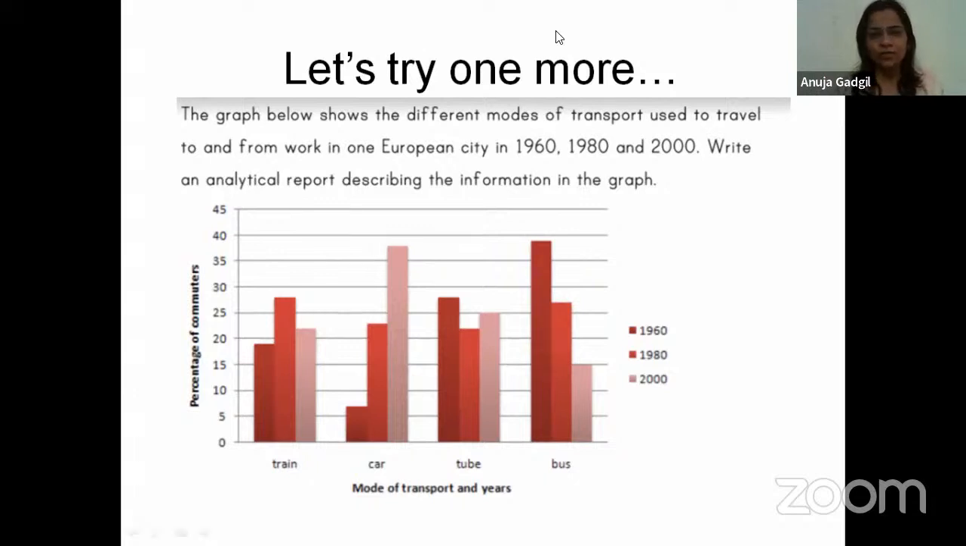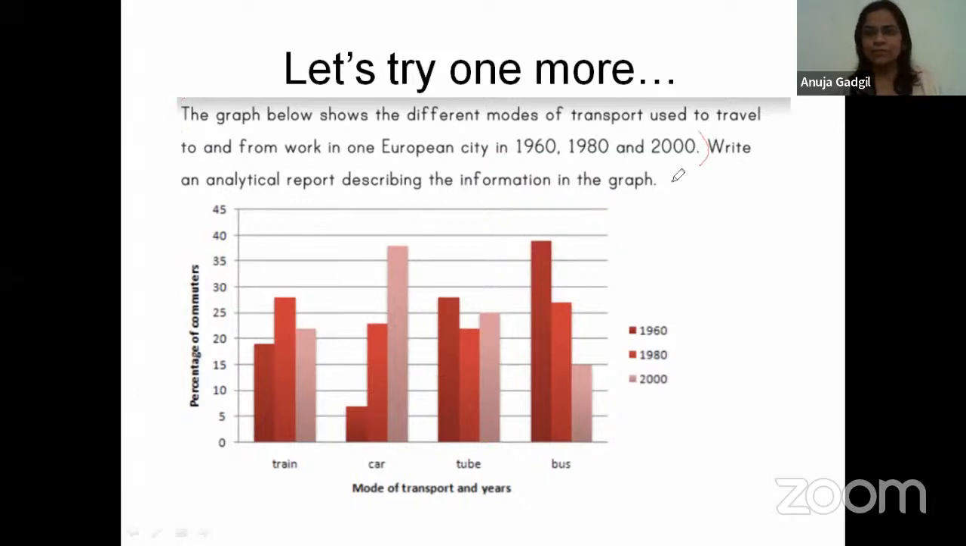Look at the question. How will you write the introduction? The clue for the introduction is given here. The graph below, so you could simply remove this word. The given graph shows different modes of transport used to travel to and from work in one European city in 1960, 80, and 2000. Your introduction is over. You have picked your introduction from the question.